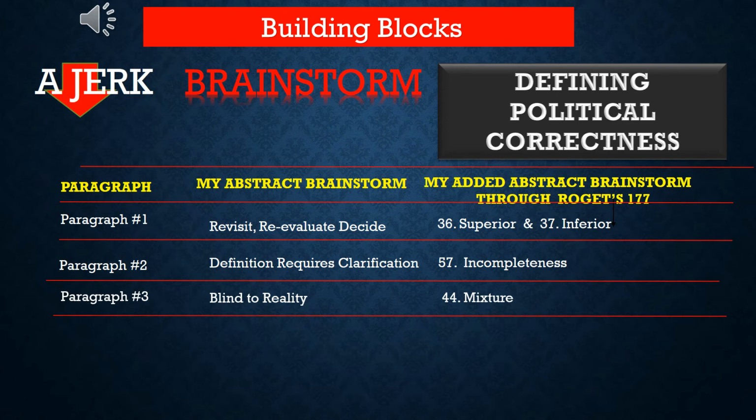By now you should be familiar with our building block process as we go through paragraph 3 and continue to lay out the abstract concepts that we brainstorm, first thing that comes to our mind, in our own interpretation. Then we look for help in Roget's thesaurus to add 44, mixture.